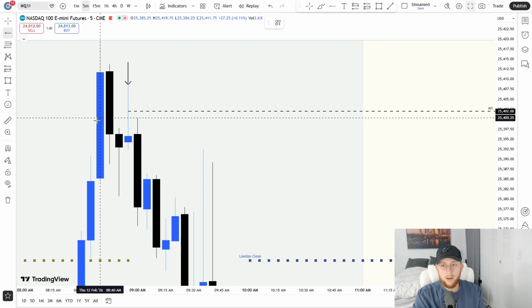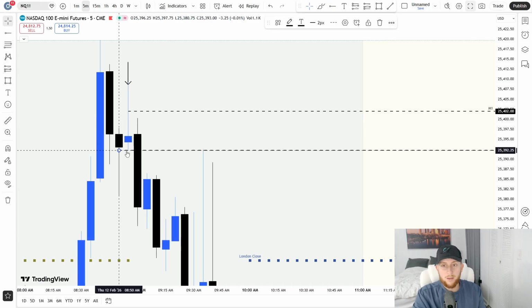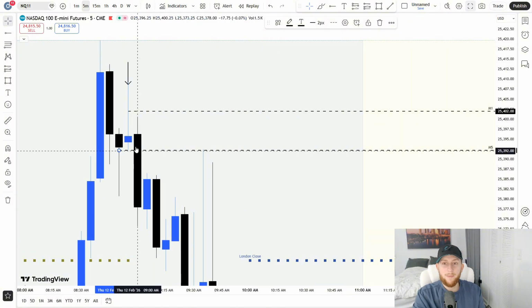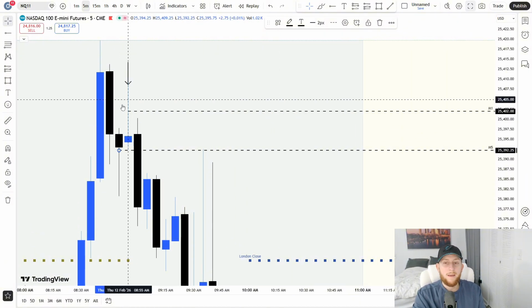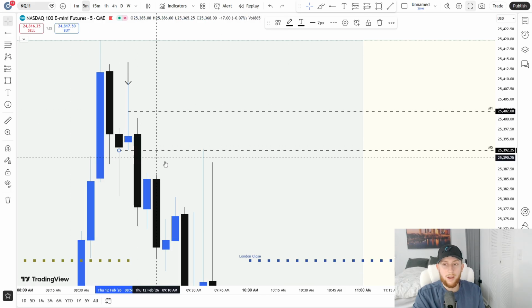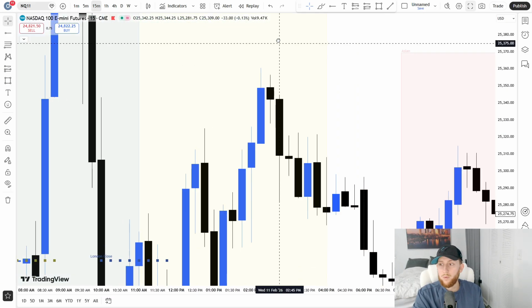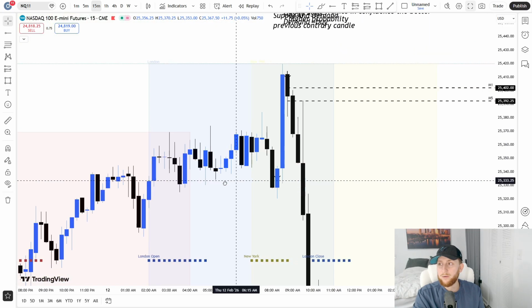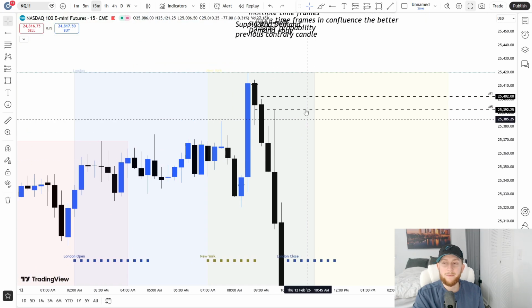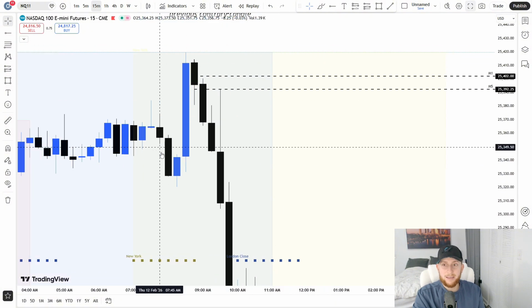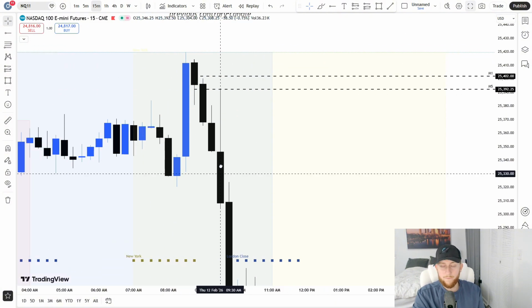But now we're going to mark out this right here, the lowest point possible, and we're on the M5 time frame. Now, why am I marking this candle out right here? Because this is closer to our M1. Now, we're going to go to the M15. Where's the M15 previous contrary candle? The M15 previous contrary candle is right here, because this is that last bullish candle before the move down.